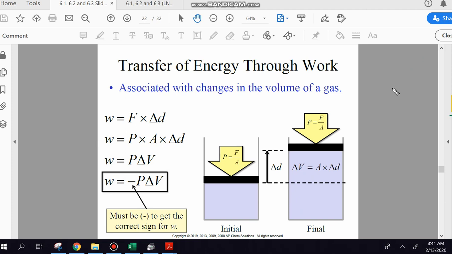Just to quickly look at how the calculations work, if you really want to work out the algebra yourself, you can pause the video and do that, but all of it works out to this equation here, which is work equals negative P times delta V. So that's pressure times the change in the volume of the gas. So that is the equation. Again, if you want to work it out algebraically yourself, you are welcome to do that.